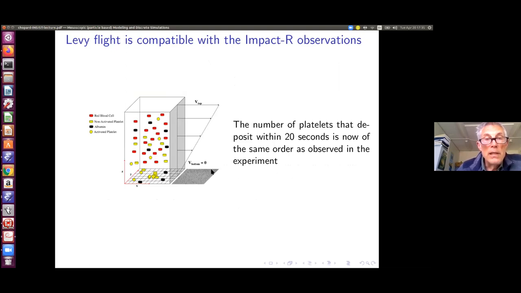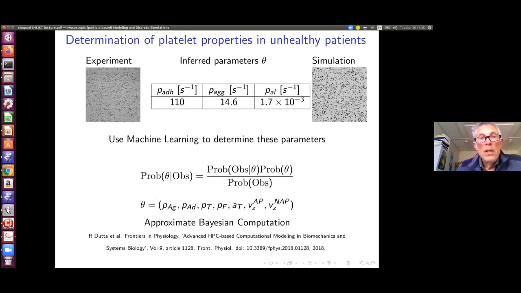And if you use this hypothesis and you change the movement of this platelet with such a process, you explain very well the amount of platelet that you see. So it's a second way to see the consistency of the result. Okay, so now back to the original question, which was, how do you get these parameters? And can you determine when you have a patient with some disease, whether these values are modified and if there's any sign of dysfunctioning platelet.